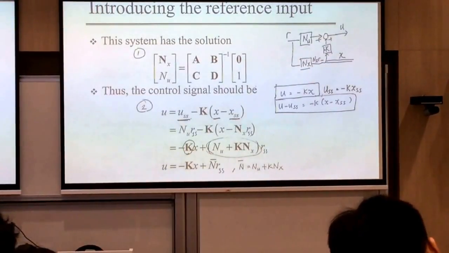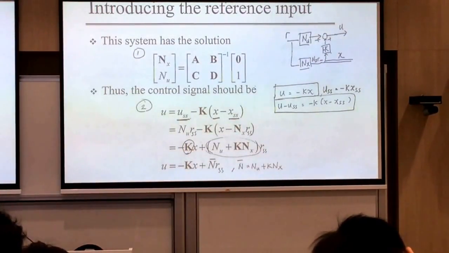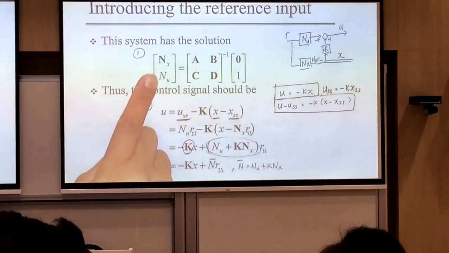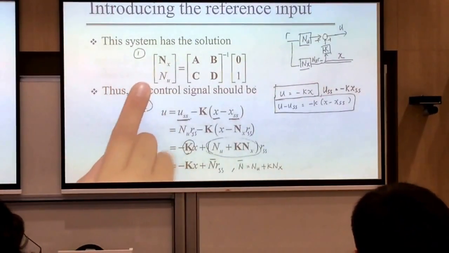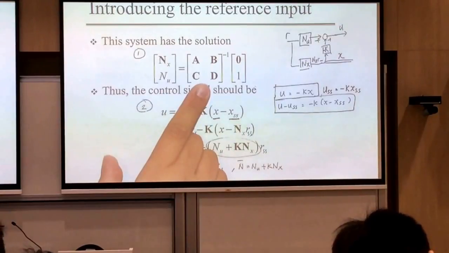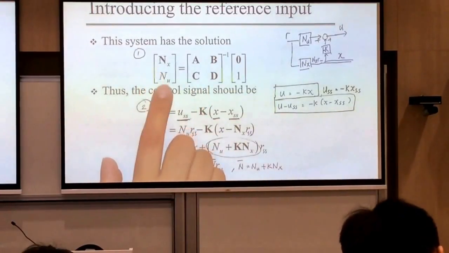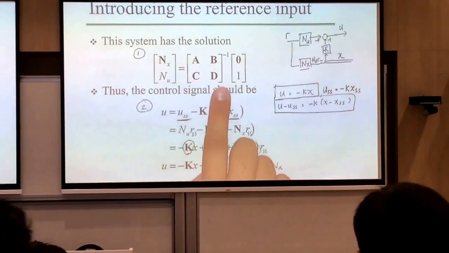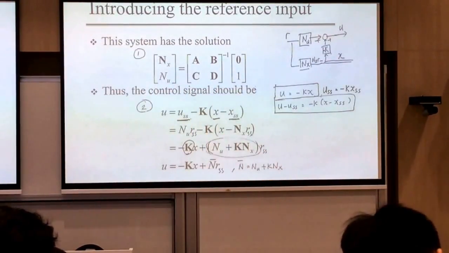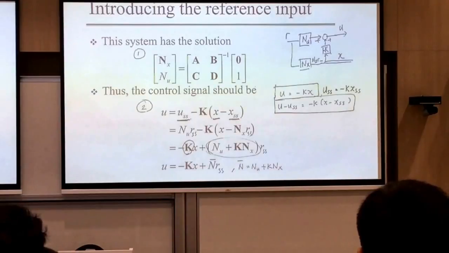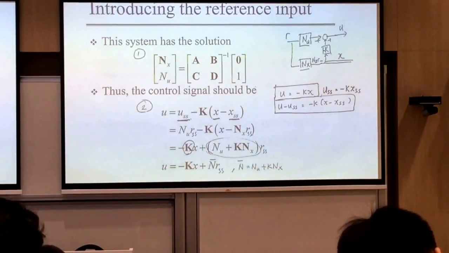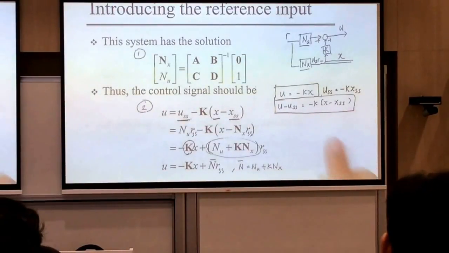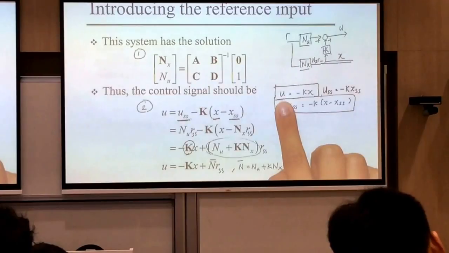Okay. So now you have this. You shift A, B, C, D to the right hand side, so you can identify N_x and N_u. Step 1: N_x and N_u is shift A, B, C, D to the right hand side, like this. Step 2: how is this related to a control signal? So, write down this.